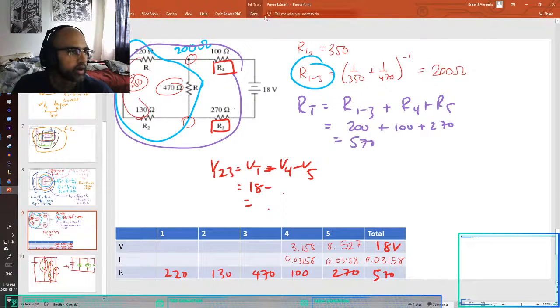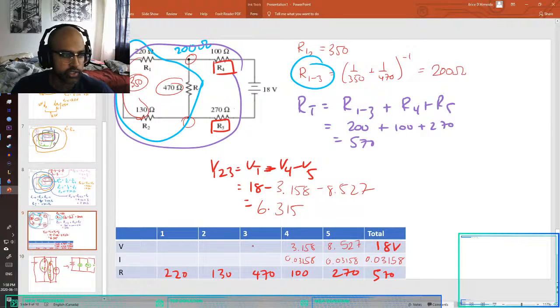Okay, so we're subtracting 18 minus 3.158 minus 8.527. I'm getting 6.315, which is a lot higher than the 6.16 we originally got. So this is looking good already.